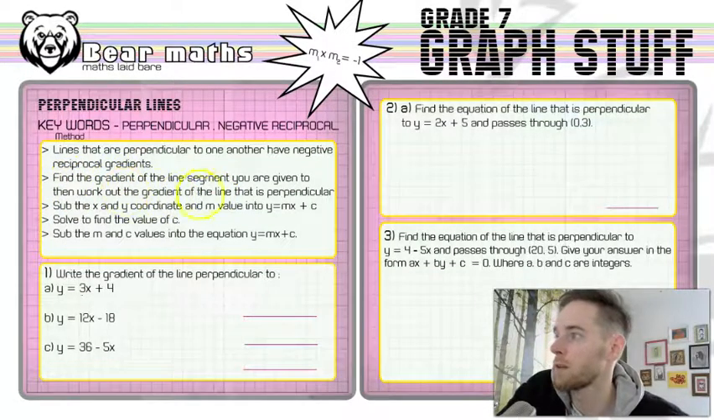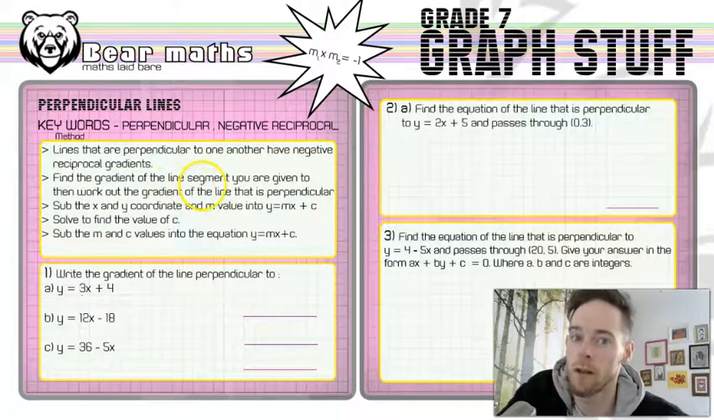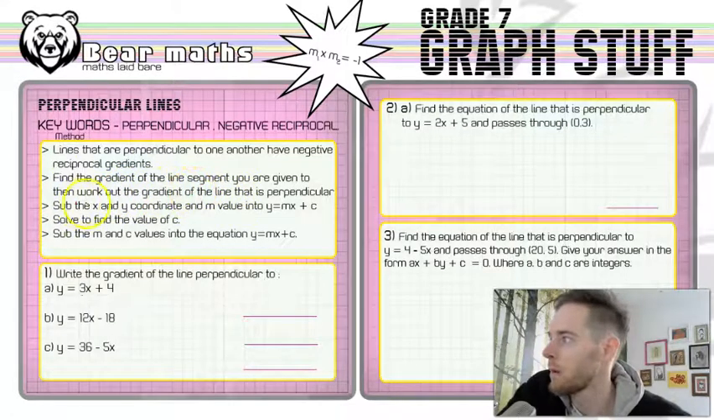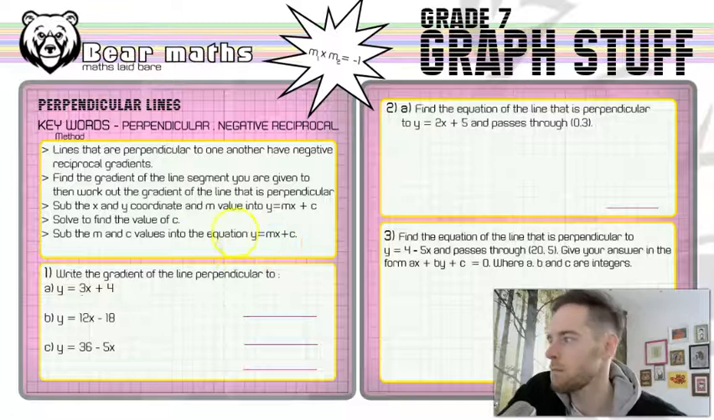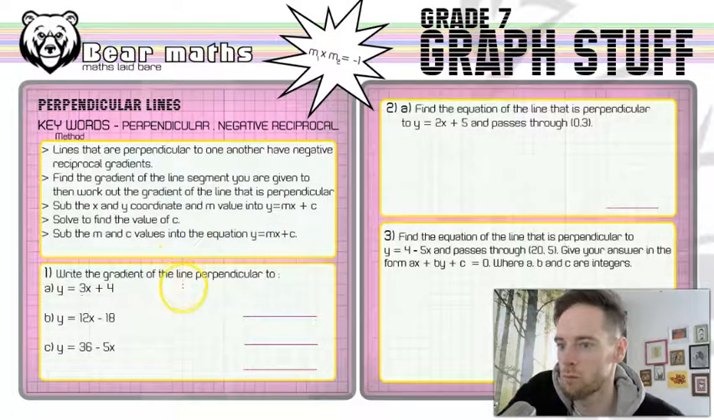Our method states that we need to find the gradient of the line segment that you're given and then work out the gradient of the line that is perpendicular to it using the fact that I just mentioned. Sub the x and the y coordinates and the m value into y equals mx plus c, solve to find the value of c, and then sub the m and c values into the equation for our perpendicular line.